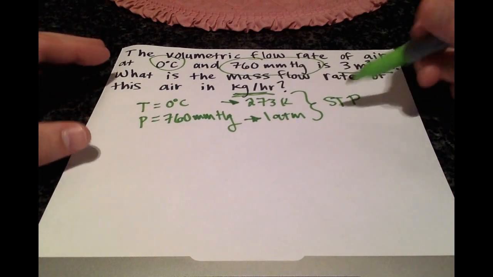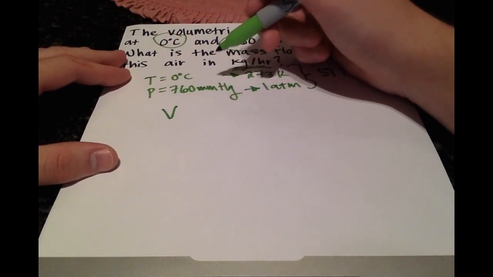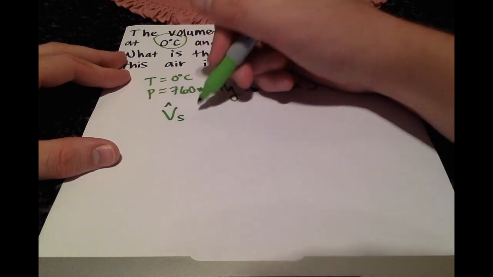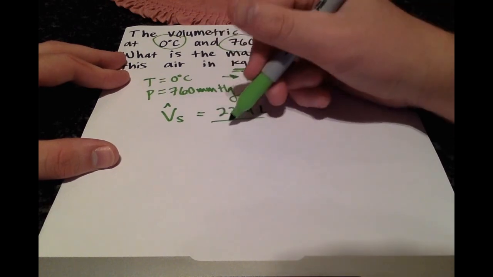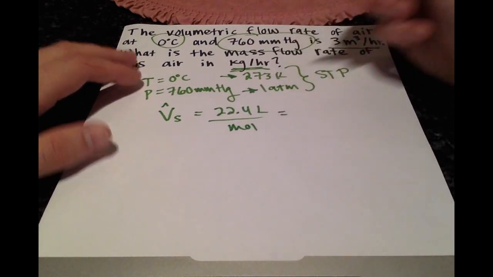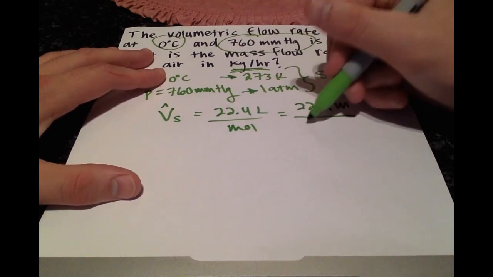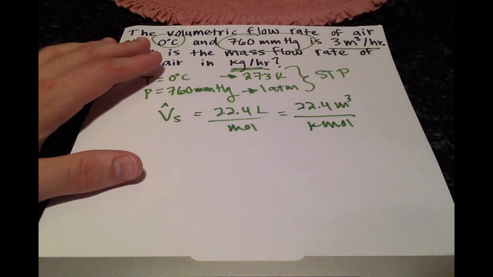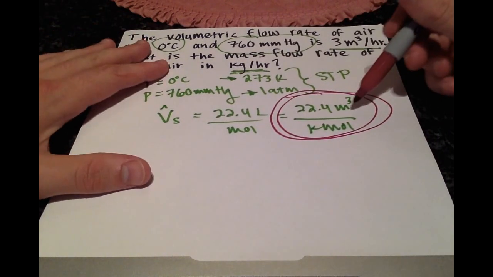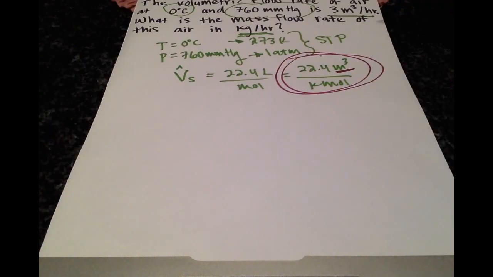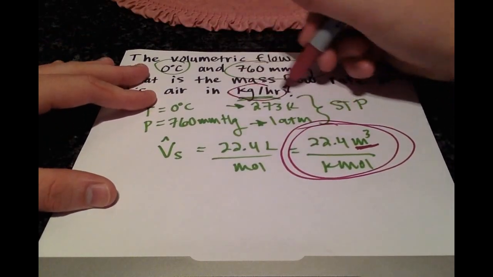And this is useful because we will again be using that specific molar volume value, which was 22.4 liters per mole. Or another way we can write that is 22.4 meters cubed per kilomole. And for this problem, I think it'll be more useful to use this conversion factor because we have the meters cubed. Alright, so eventually we want to get to the mass flow rate in kilograms per hour.